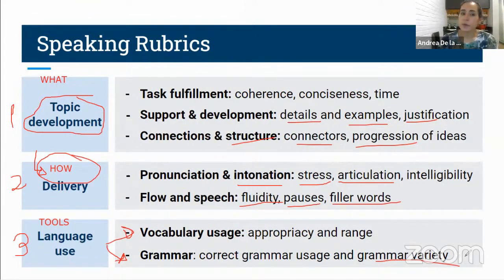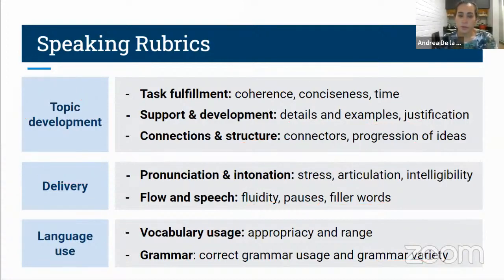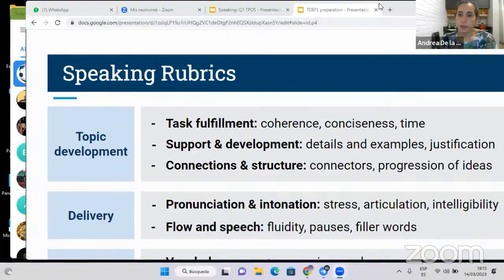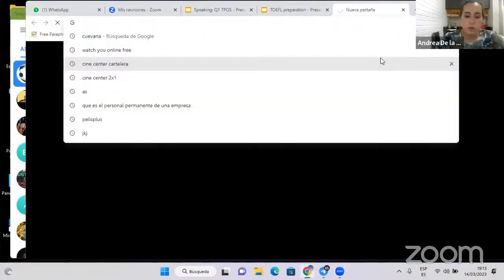And that is it. Okay, those are the three things they're going to be looking at in your response: topic development, delivery, and language use. Do you guys have any questions so far, or about what we just said? Any questions?